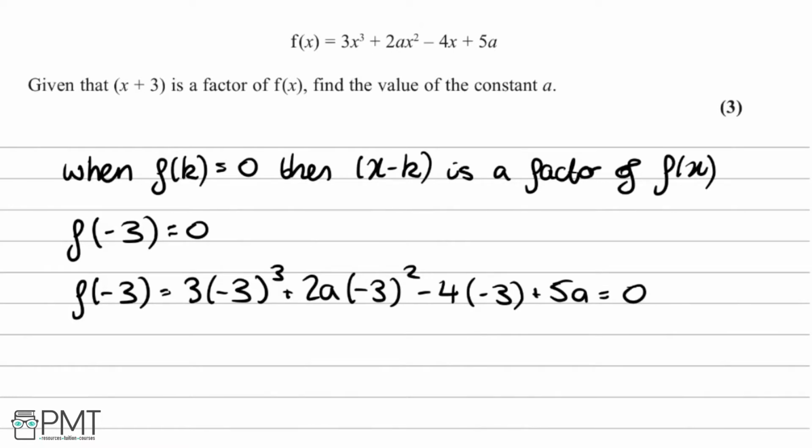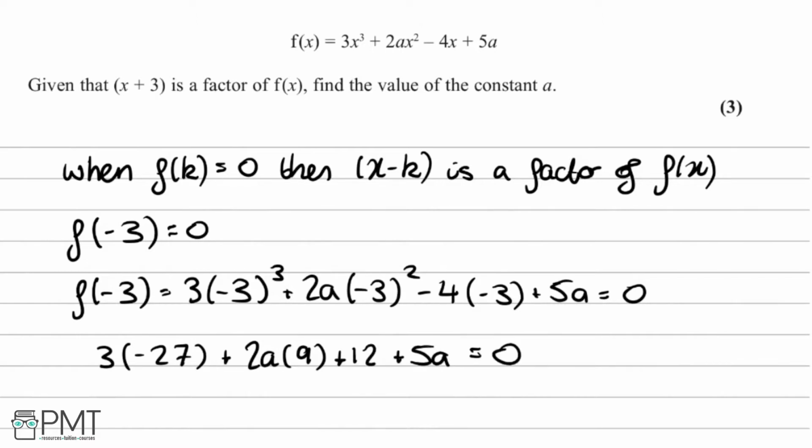So multiplying out these brackets, we've got 3 times minus 3 cubed. A minus times a minus times a minus gets a minus, and 3 cubed is 27, plus 2a multiplied by, a negative times a negative is a positive, and 3 times 3 is 9. Minus 4 times minus 3, so we get plus 12, plus 5a equals 0. Now we're going to just multiply out the rest of the brackets. So 3 times minus 27 is minus 81, plus 9 times 2, so 18a, plus 12 plus 5a equals 0.